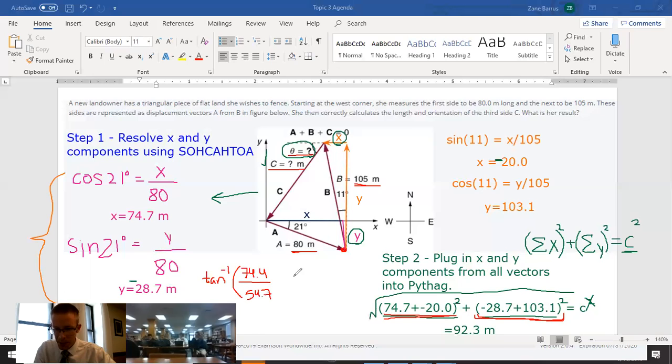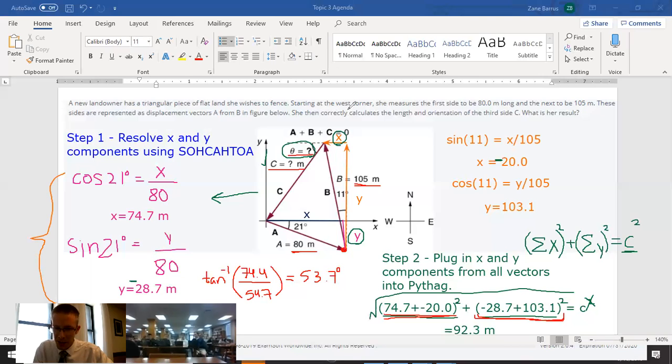Okay, so when I plug this into my calculator, now remember, on your calculator, inverse tangent is usually a secondary function. So you got to hit second tan to access the inverse tan. Okay, so I'm going to type in second tan. I'm going to plug in 74.4 divided by 54.7. And I get an answer for theta that's 53.7 degrees. Okay?